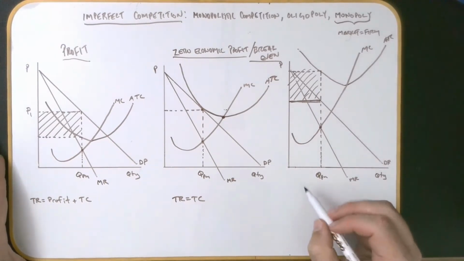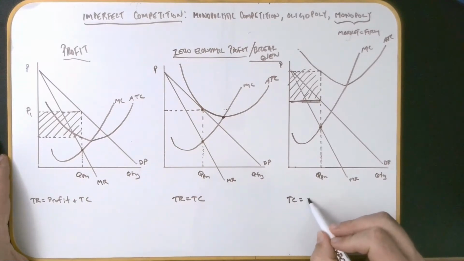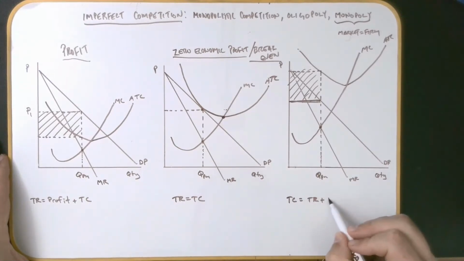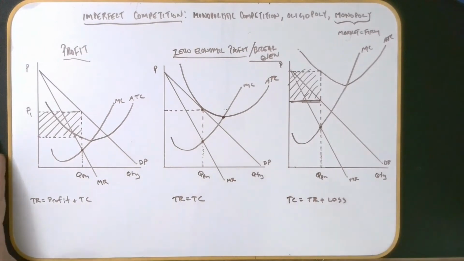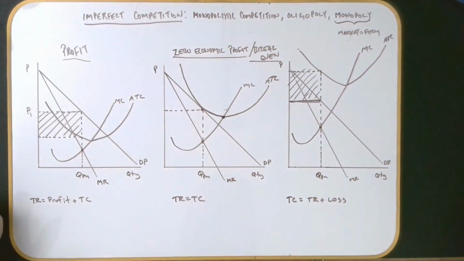And so for this one, what's kind of strange is that your total costs are equal to your total revenue plus the loss. The loss box right there. Okay? So these are the three things that can happen, and what you guys want to focus on is notice what's happening to the ATC in each case. The ATC just keeps rising.